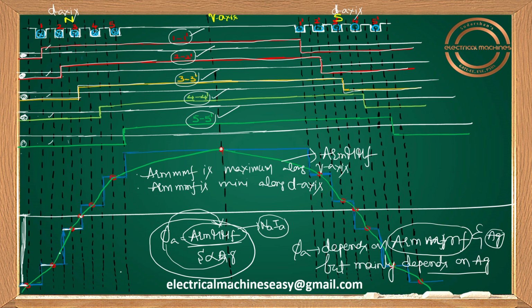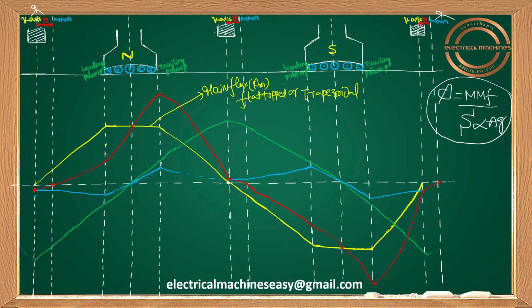And this armature MMF, what is the shape of the armature MMF I am getting here? Triangular. Try to see this waveform, it's a triangle, right? Along q I showed a larger value, along d it is less. If you join all those things, you get the armature MMF waveform. I used green color for that, so let me write here, armature MMF. What is the shape we are getting? Triangular.